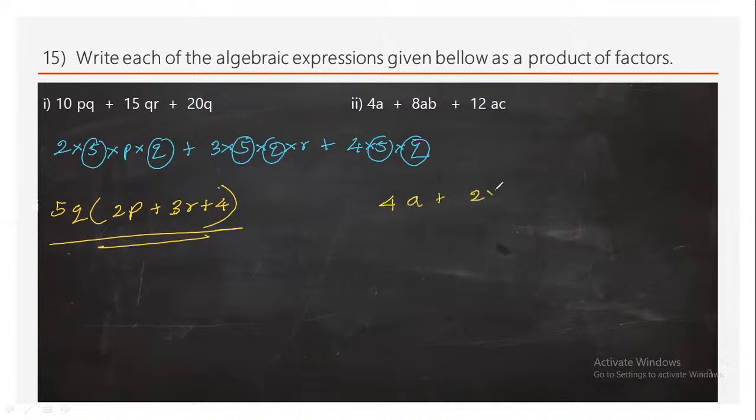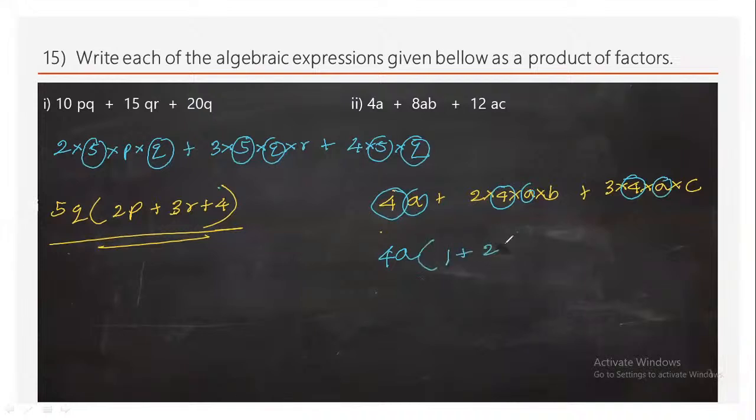4A plus 2 into 4 into A into B plus 3 into 4 into A into C. We can take the 4 out here, 4 is common, and A is common. So 4A into the bracket 1 plus 2B plus 3C. Remove the bracket: 4A into 1 is 4A, 4A into 2B is 8AB, 4A into 3C is 12AC.